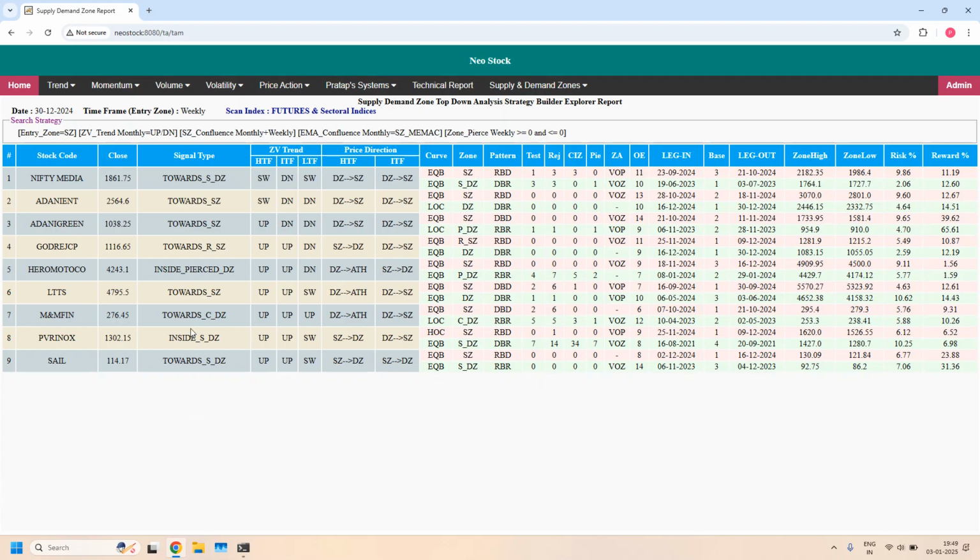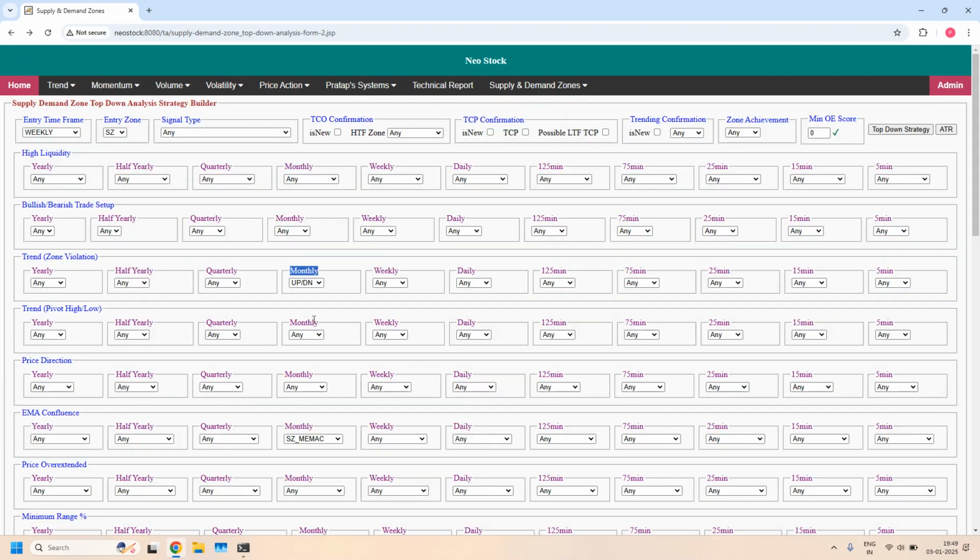Current price, some are inside the zone, some are outside the zone. You can always look into the signal type. Okay, now let us add one more HTF parameter to this list. LTF, ITF, HTF. How to remove EMA filters, because this time we have to apply on quarterly, because quarterly is HTF. So I removed EMA filters.